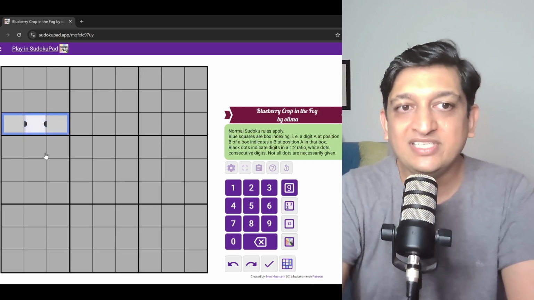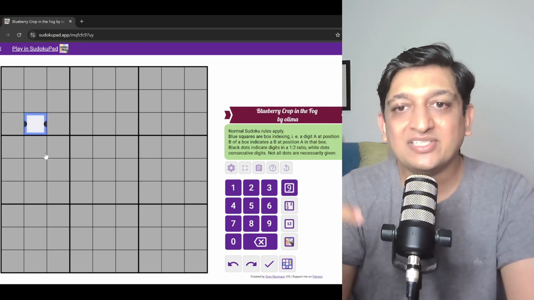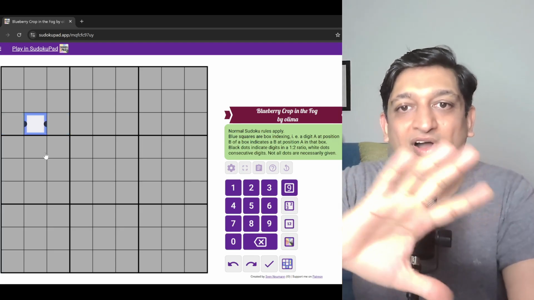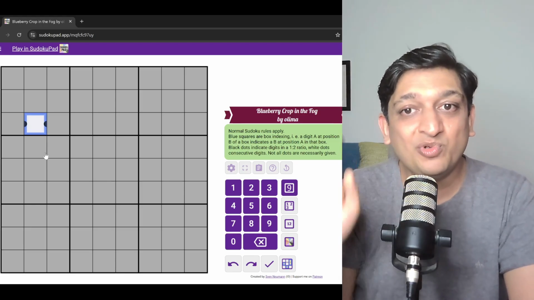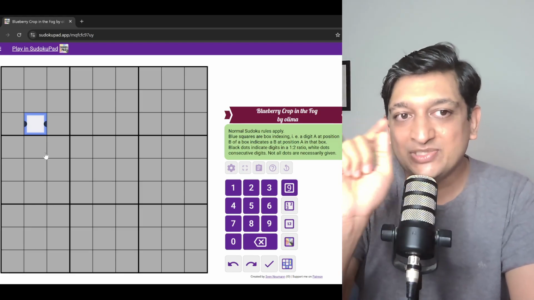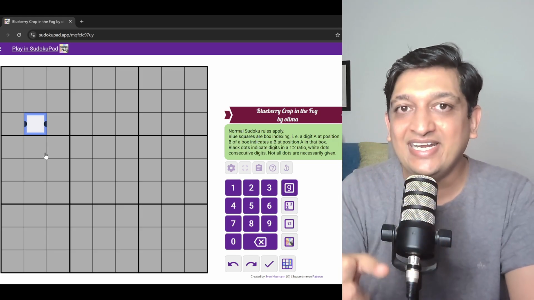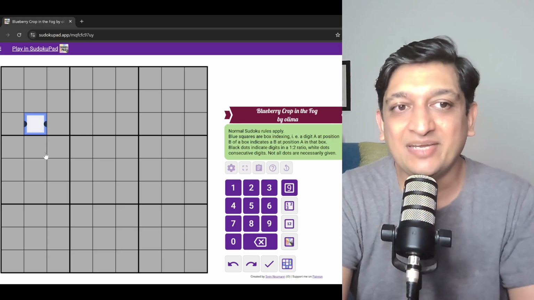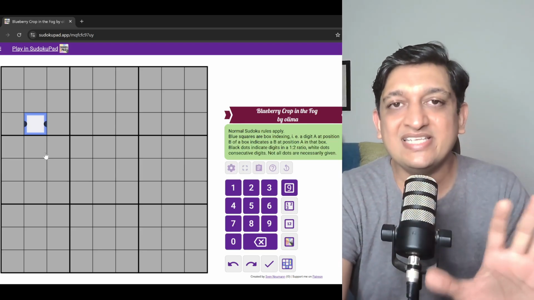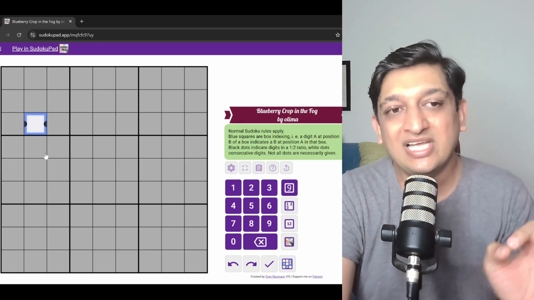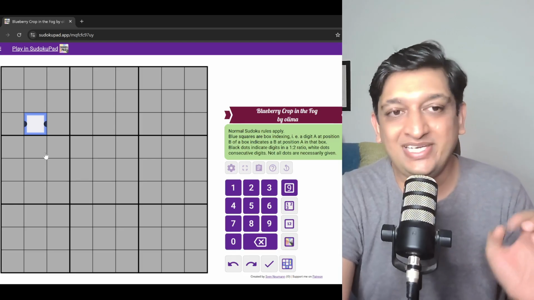Now, the beauty of this puzzle is as we start solving this puzzle, the fog will be revealed. So it's called blueberry crop in the fog. And as soon as you enter the first digit correctly, you will see the other cells appear, and you will get further clues. So this is kind of an investigative affair. So let's look at this.